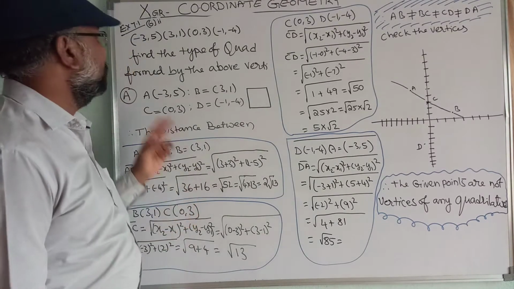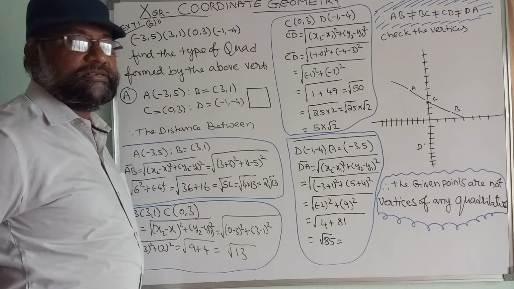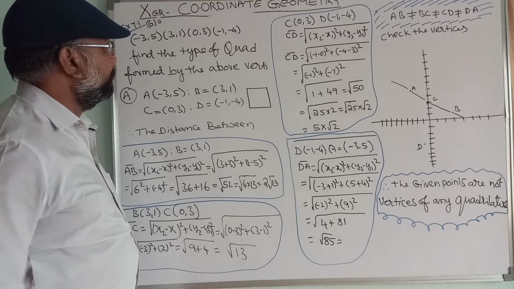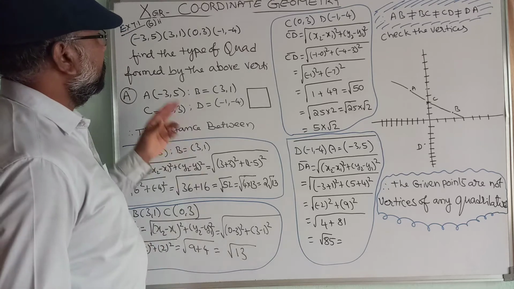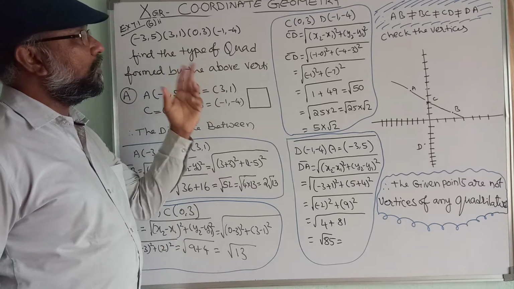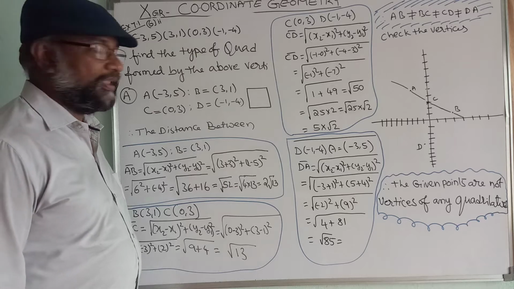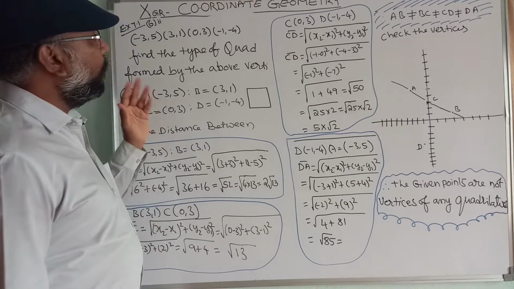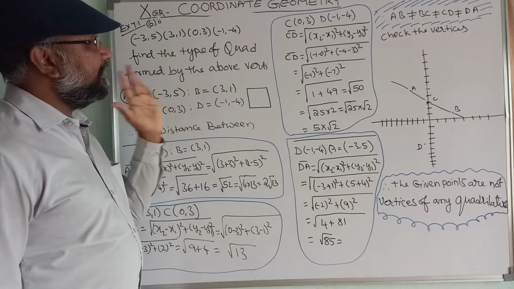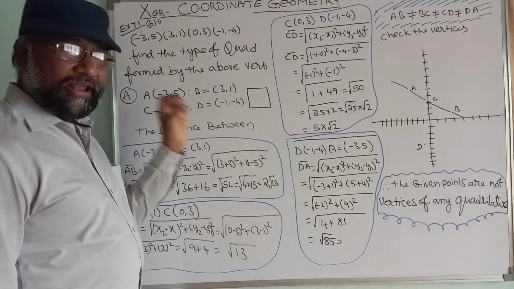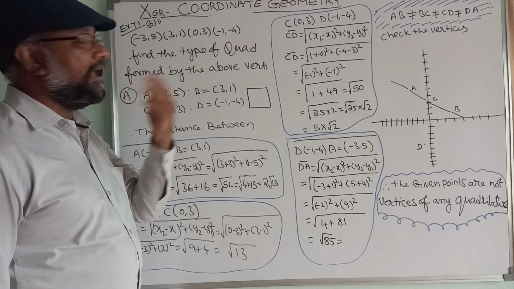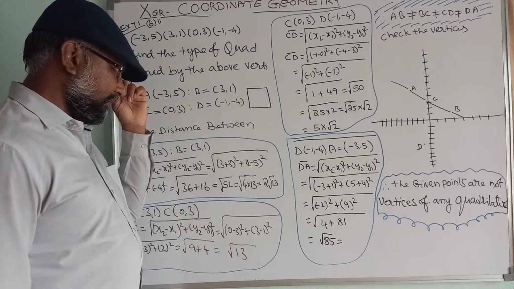Hello students, this is exercise 7.1, 6th question, second part. Here they are given 4 coordinate points and they are asking us to find what type of quadrilateral can be formed with these 4 points as vertices.